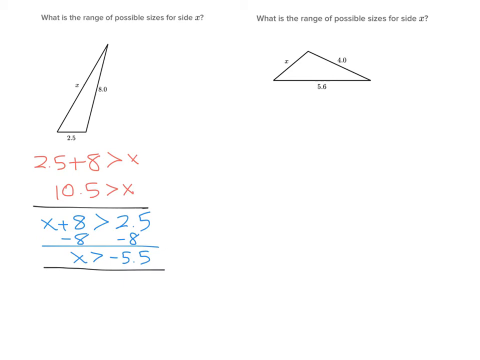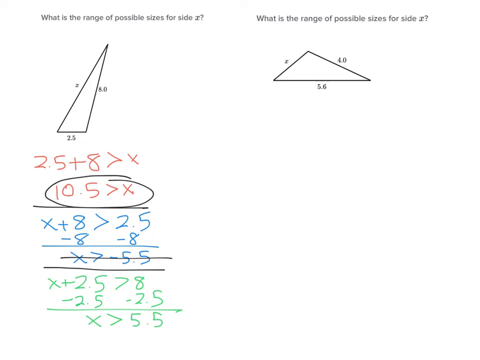Now, my final inequality, we have x plus 2.5 is greater than 8. When I solve this one, it will give me a positive number, minus 2.5, and I get x is greater than 5.5. So the two inequalities that really help me here, I can ignore this one because it doesn't tell me anything I don't already know. If x is the side of a triangle, it's going to be positive. I have x is less than 10.5 and x is greater than 5.5.